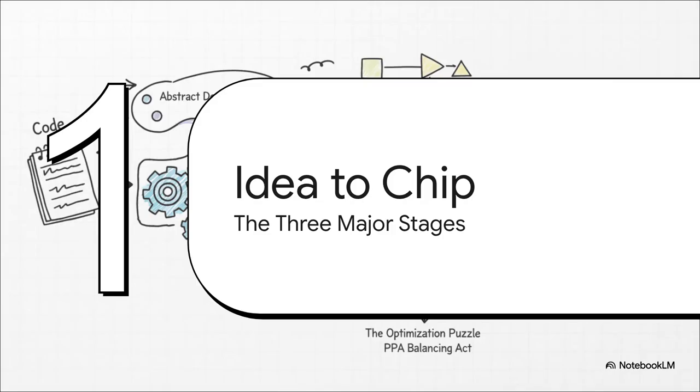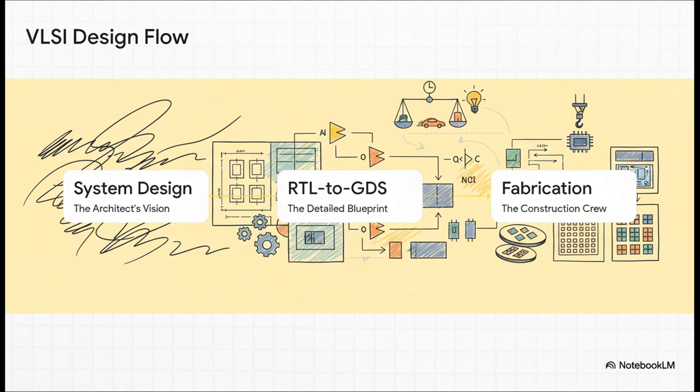You can kind of think of building a chip like building a skyscraper. It doesn't just appear out of nowhere. The entire process, from that first little spark of an idea to a finished working product, is really broken down into three major stages. So, first up, you've got system design. That's the architect's high-level vision. Then you get to the RTL to GDS flow, which is basically a fancy way of saying we're turning code into a final layout. And this is where the vision becomes a super detailed blueprint. And finally, there's fabrication, where the construction crew comes in and actually builds the thing.